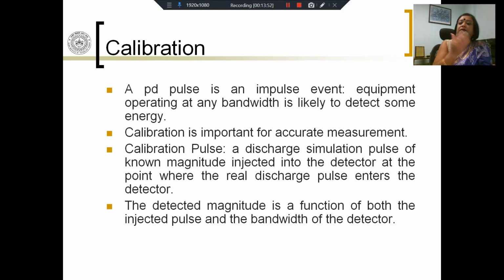So if you change the range of magnitude, you will have to recalibrate the test setup. If you have calibrated it at 5 pC and then you are going to do measurements where the partial discharge is likely to be 100 pC, you will have to recalibrate with a known calibration pulse somewhere in the range of 100 pC. So we must remember that calibration is very important for accurate measurements. Without that, accurate measurement is impossible. In this, a discharge simulation pulse of known magnitude is injected into the detector at the point where the real discharge pulse enters the detector. The detected magnitude is a function of both the injected pulse and the bandwidth of the detector.